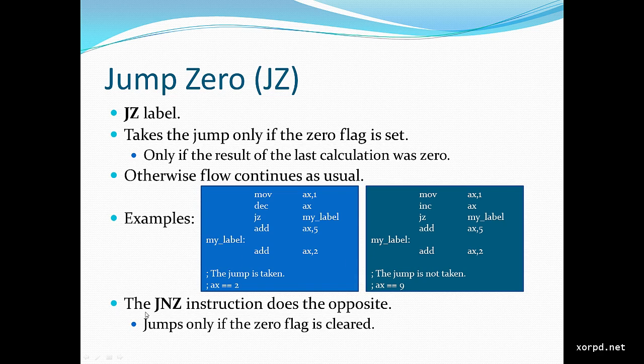I want to mention the opposite instruction, JNZ, or jump not 0. This instruction does the opposite of the jump 0 instruction. It jumps only if the 0 flag is cleared. The jump 0 instruction jumps only if the 0 flag is set. So actually, jump not 0 is the opposite of jump 0.